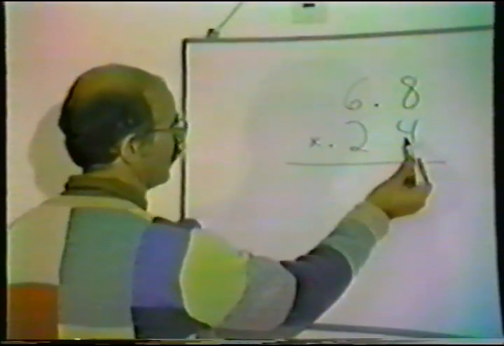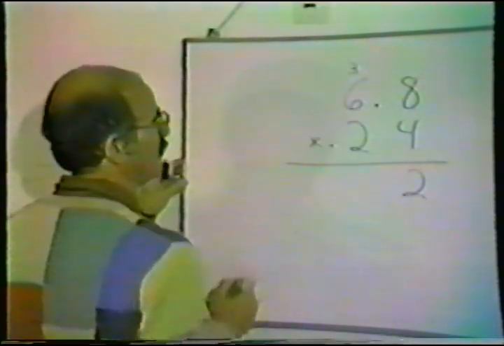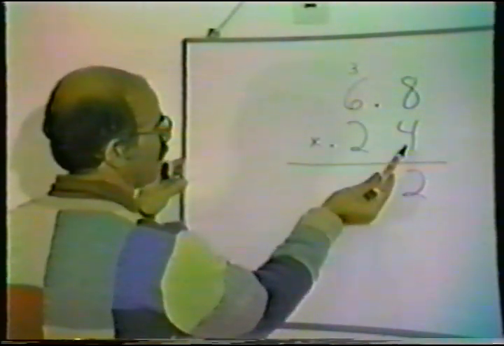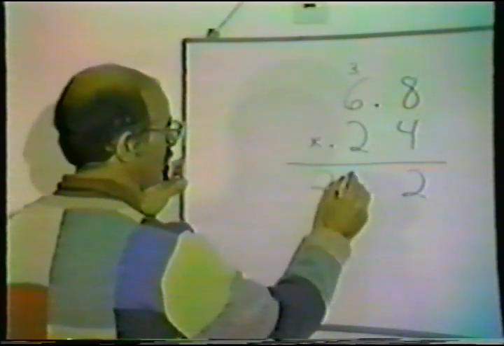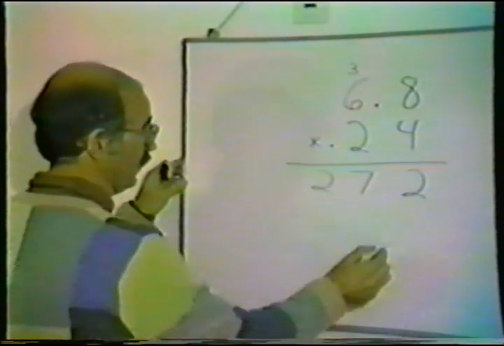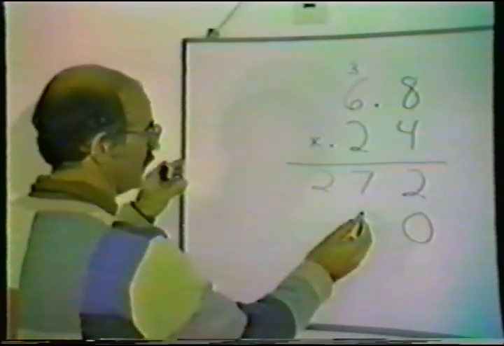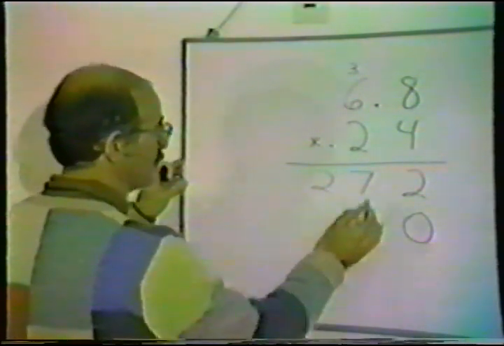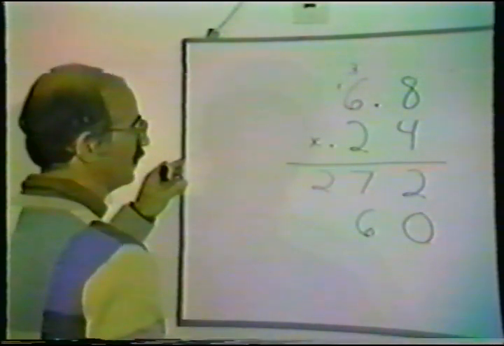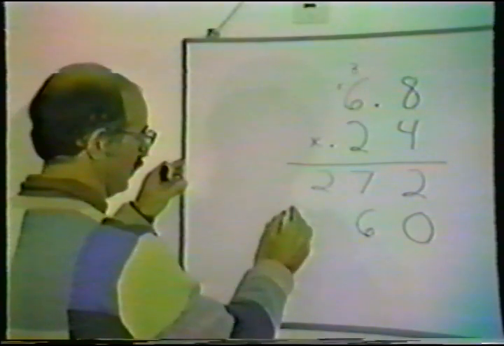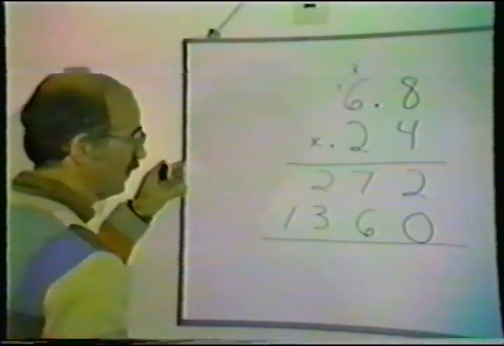8 times 4 is? 32. Put down the 2, carry the 3. 6 times 4 is? 24. Plus 3? 27. And we can remember the 0 here. 8 times 2 is? 16. Put down the 6, carry the 1. 6 times 2 is? 12. Plus 1? 13. And we have to add them up.